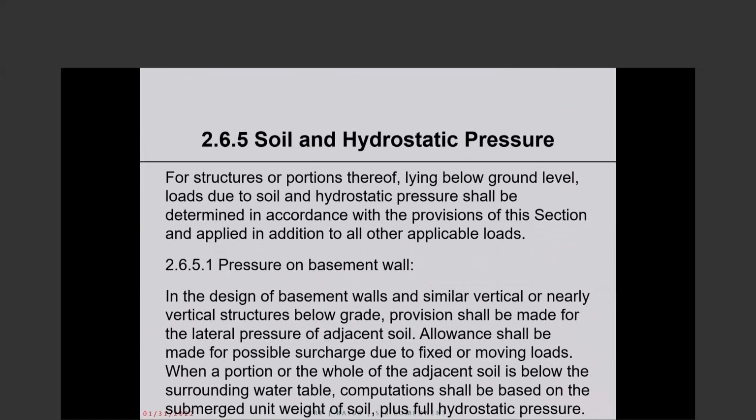Soil and hydrostatic pressure. So for structures or portions thereof lying below ground level, loads due to soil and hydrostatic pressure shall be determined in accordance with the provisions of this section and applied in addition to all other applicable loads. So first is pressure on basement walls. So this is horizontal earth pressure, as I've been talking about. This is the H. Okay? If there is no earth, it is just liquid, it would be F.